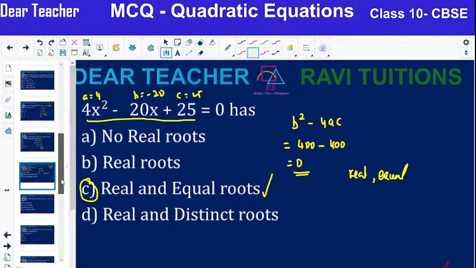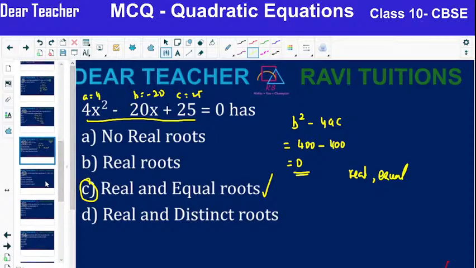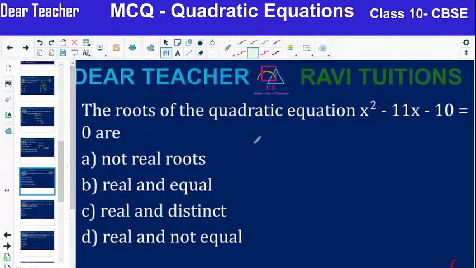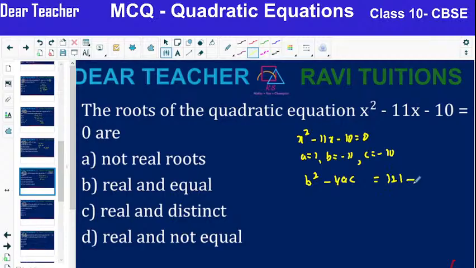The main focus in this class is only on the nature of the roots. Again the same type of question is given. x square minus 11x minus 10 is equal to 0. a is equal to 1, b is equal to minus 11, and c is equal to minus 10. So you have to find out b square minus 4ac. b square is minus 11 whole square, 121. 4ac, 4 into 1 into minus 10 is minus 40, so plus 40, is equal to 161.